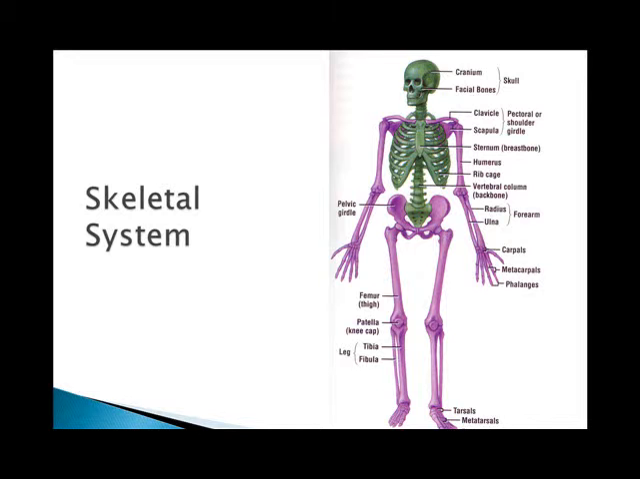The appendicular skeleton consists of the pectoral girdle, which is made up of the clavicle and scapula, with the attached upper limbs, and the pelvic girdle, which is the hip bones, essentially. It's a fusion of 3 bones, and the lower limbs. The axial skeleton includes the skull, vertebral column, which is individual bones separated by cartilaginous intervertebral discs, the ribs, and the sternum.